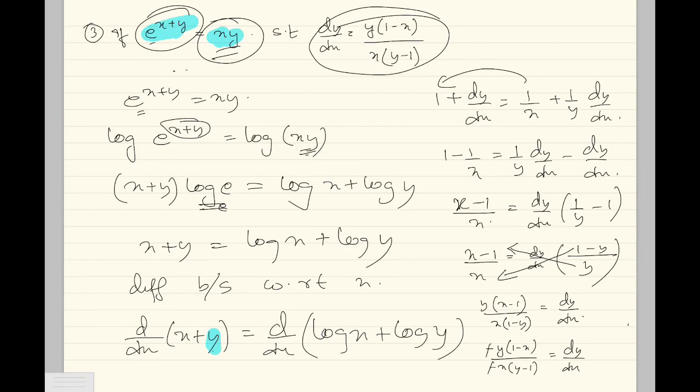Please remember, I'm telling you again, boys, please focus more on logarithmic differentiation and chain rule. Chain rule and logarithmic differentiation is very, very important. It will help you in further topics to come as well.